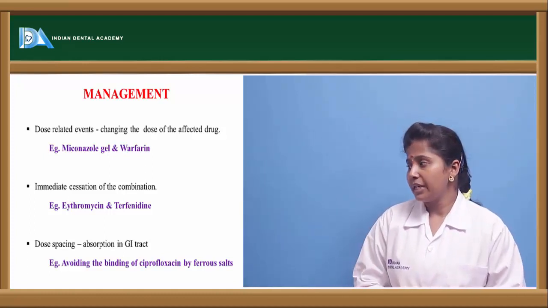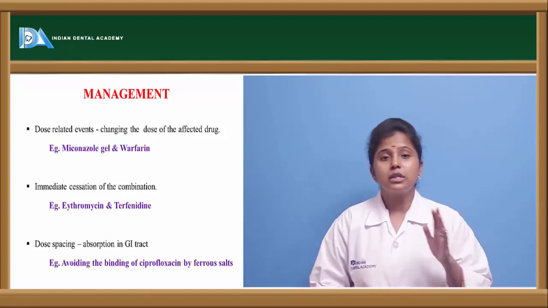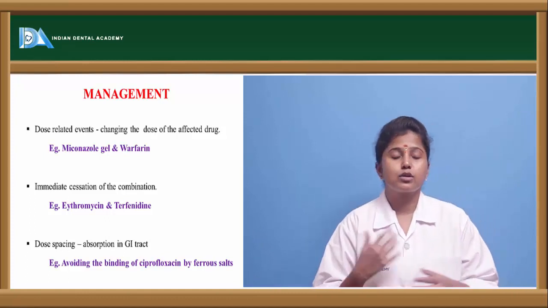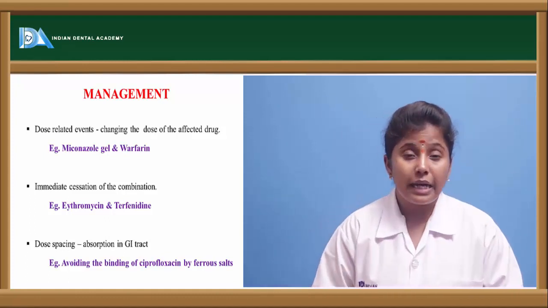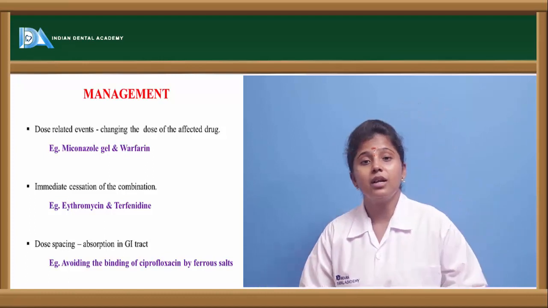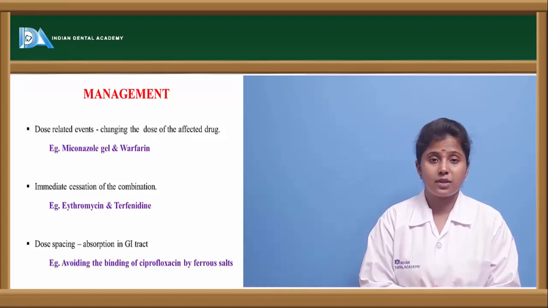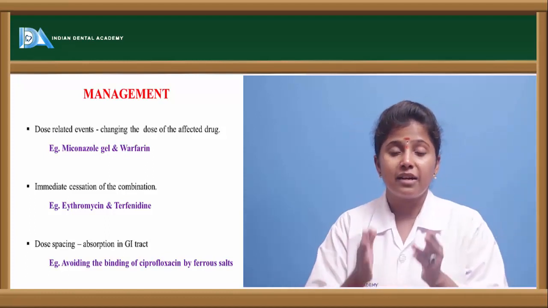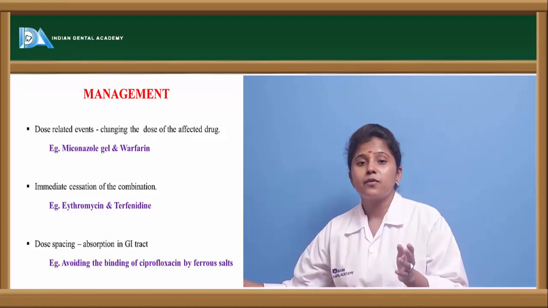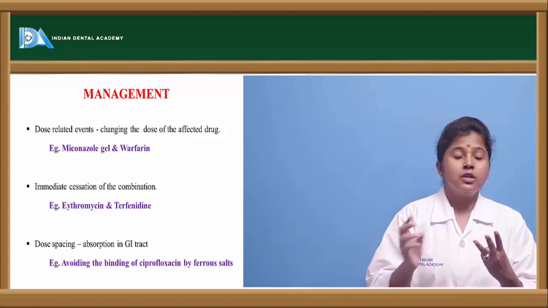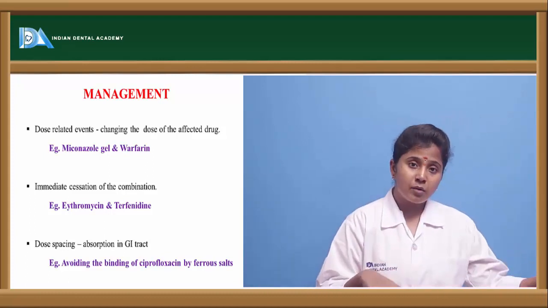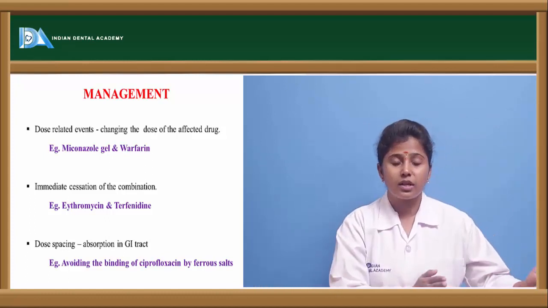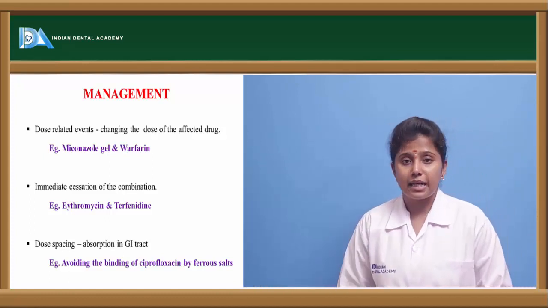For example, take a drug like ciprofloxacin. Its binding by ferrous salts should be avoided. If ferrous ion preparations are there, they will alter ciprofloxacin absorption or binding. For dose spacing, for example, ciprofloxacin should be taken thrice a day, so one dose should be given in the morning, afternoon and evening. Some time gap should be there between the doses in order to prevent drug interactions.